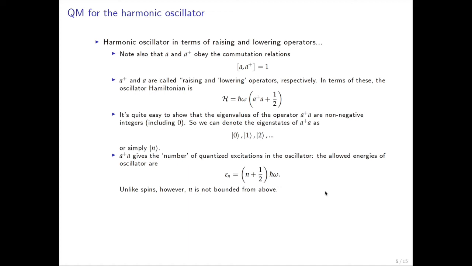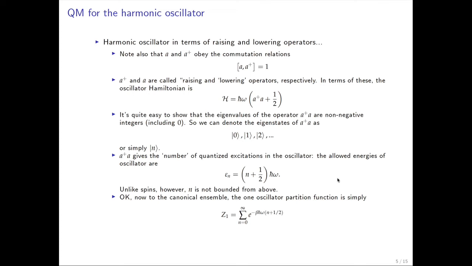But unlike spins, this n is not bounded from above. If we had spin j, we'd have 2j plus 1 states. But here, there's no bound on how big n can be, right? It really is like a harmonic oscillator.